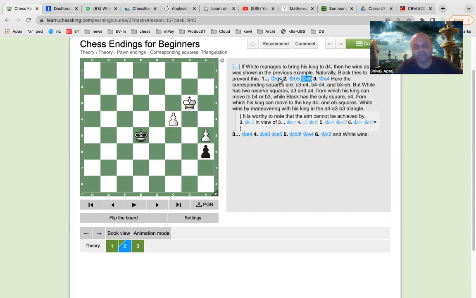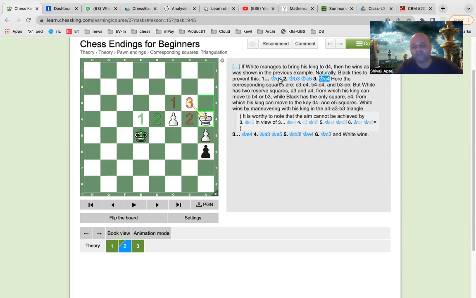And black king drops to E5. Now white king goes to A4. Now from which he can next move, he can go to 2 and 3. But black king is already on 3. Okay, while white king next move can go to 2 and 3.